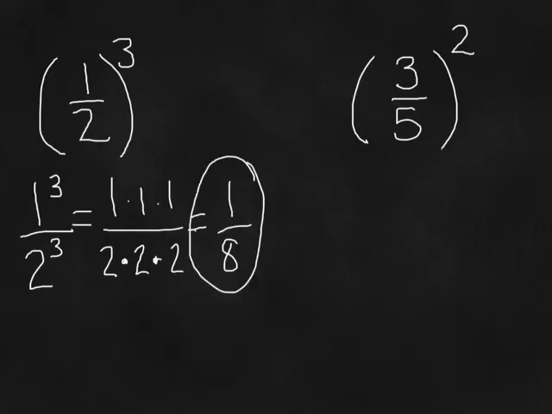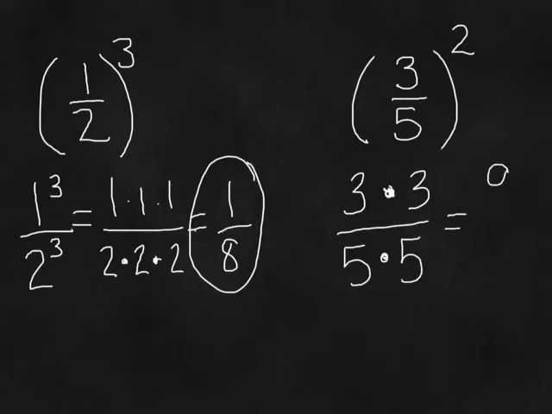Now let's take a look at this one over here. 3/5 squared. I need to use my 3 2 times as a factor. So 3 times 3 over my 5 used 2 times as a factor. And when I evaluate that, I get 9/25.